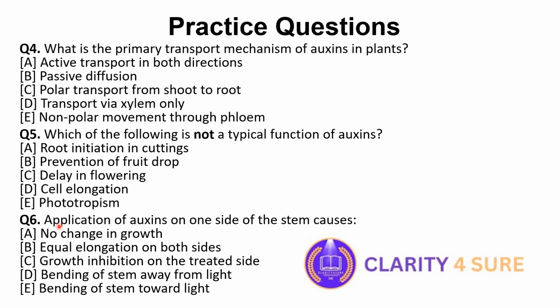Then last question is, application of Auxins on one side of the stem causes. We have discussed this with the help of a picture, so I guess you know the answer. First option says no change in growth. Second is equal elongation on both sides. Third is growth inhibition on the treated side. Fourth is bending of stem away from the light, and last is bending of stem towards the light.